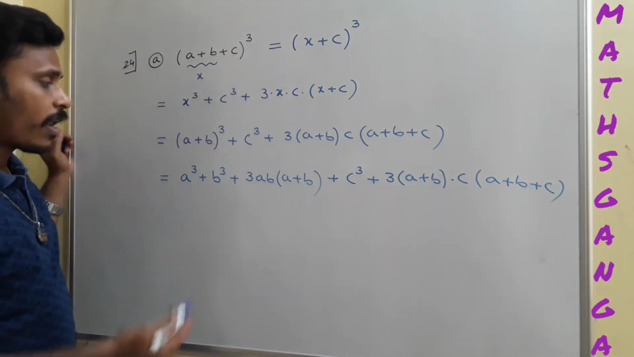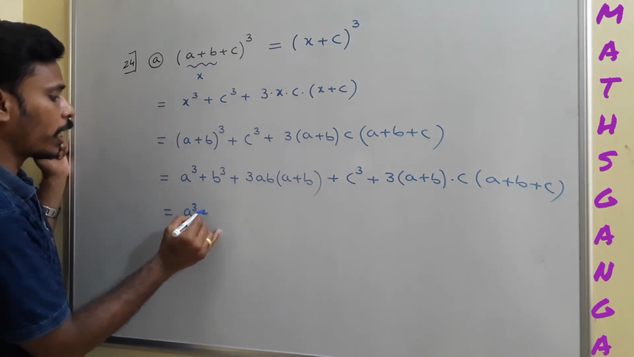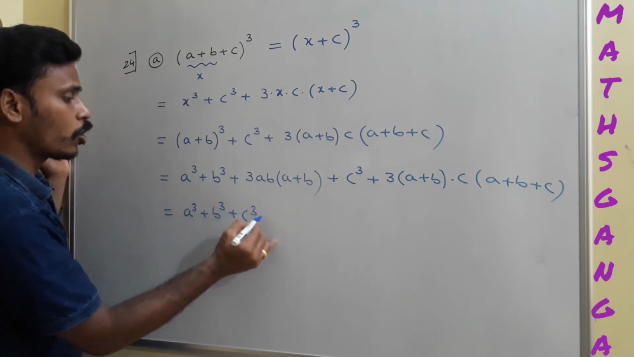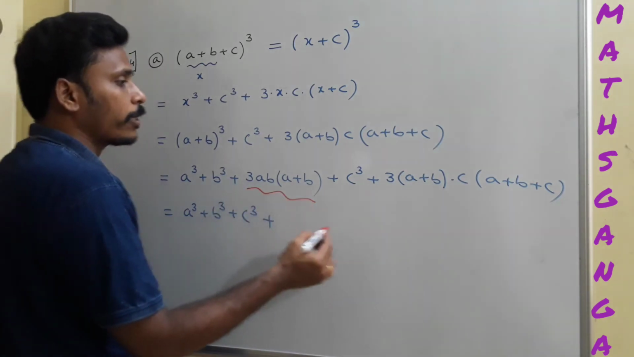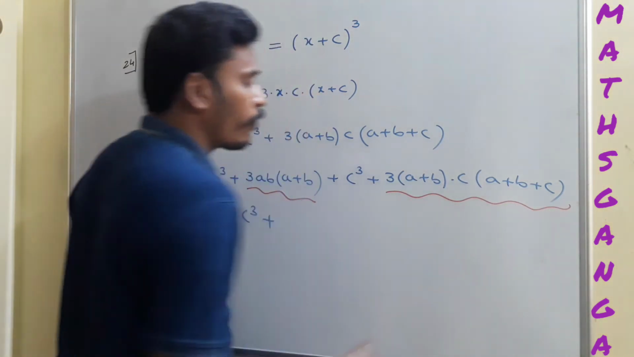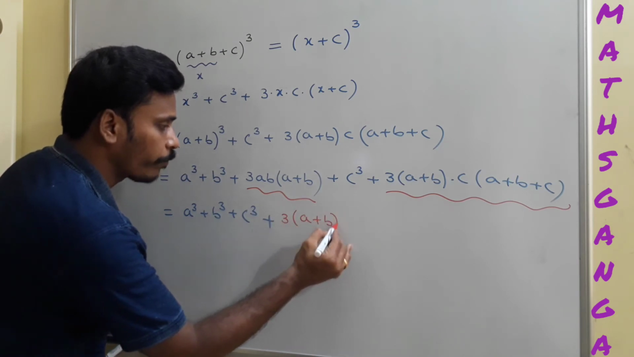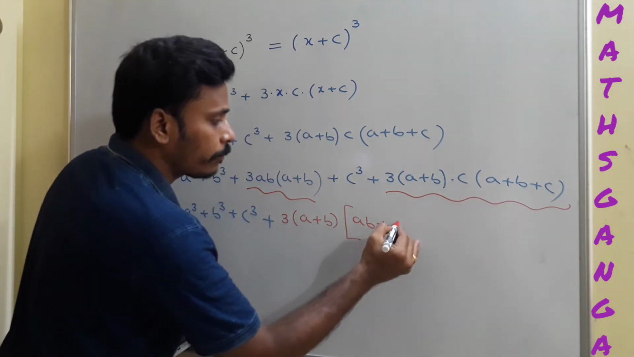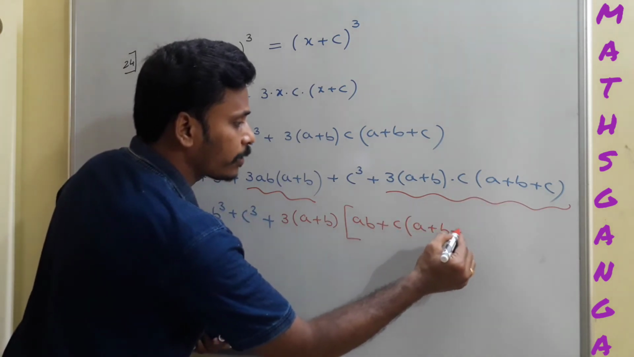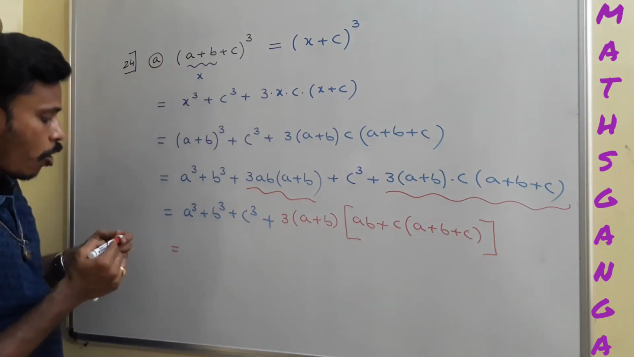Is it right? Now if you have a look, I will collect a cube, b cube, c cube in a group: a cube plus b cube plus c cube plus. Now just think about the remaining two terms, okay? What are the remaining two terms here? 3ab of a plus b, and 3 times a plus b into c of a plus b plus c. From these two terms, if you common out 3 times of a plus b, then you are left with ab from here, plus c times of a plus b plus c from there.